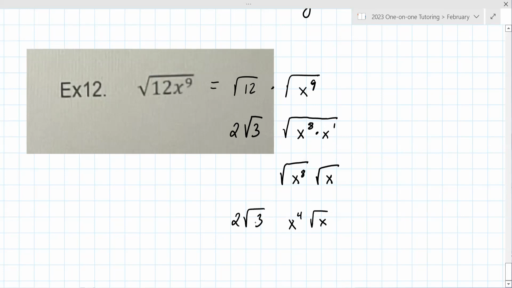Lots of things to mix up, so just take your time here. Notice there are parts that are inside and outside the root. So you match up the things that are outside, 2x to the 4th, times the square root of the things that are inside, which is 3x.